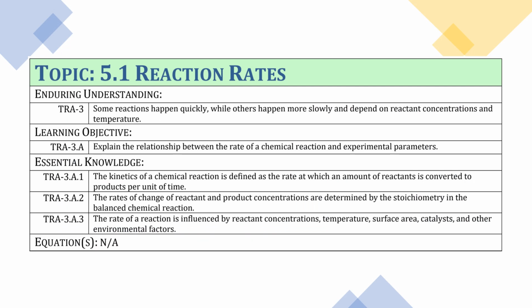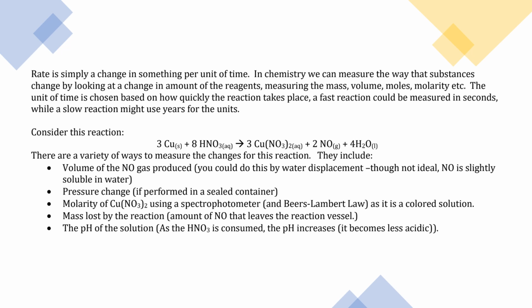All right, so the learning objective is to explain the relationship between the rate of a chemical reaction and experimental parameters. So when we talk about rate, it is simply a change in something per unit of time. In chemistry, we can measure the way that substances change by looking at a change in the amount of reagents, measuring the mass, volume, moles, molarity, whatever the case may be. The unit of time is chosen based on how quickly the reaction takes place. Seconds, years, minutes, whatever the case may be.